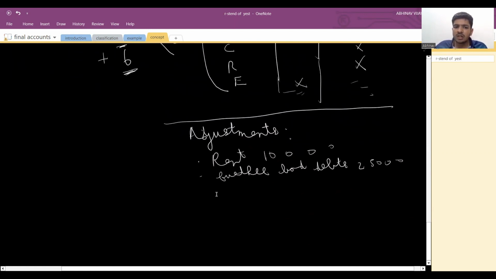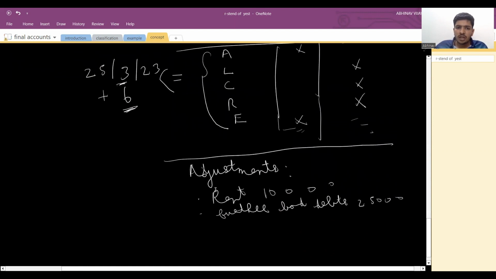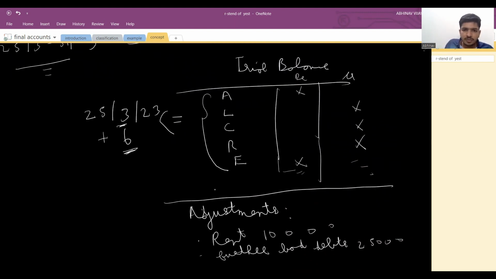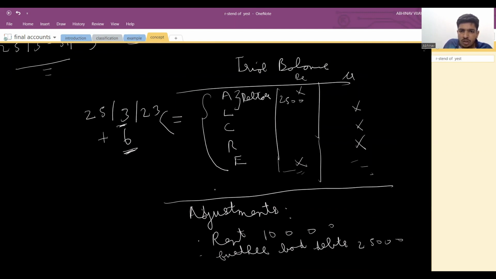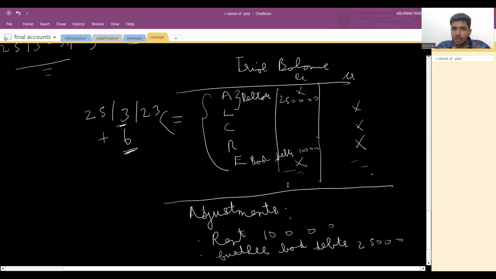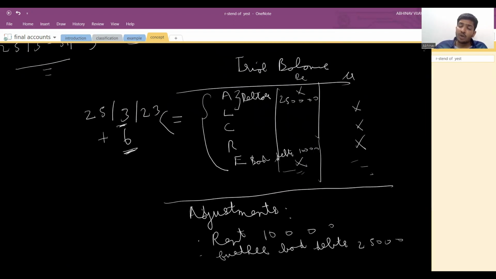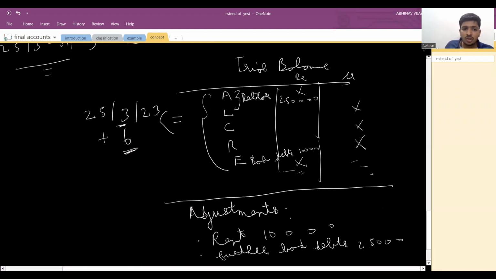So once this is done, what happens is, say for example here, debtors are 2,50,000. And expenses, bad debts, 10,000. So what will be the treatment here? I'm giving an example on the first day, where I'm going to teach you the full concept of adjustments. Other than that, it will become easy for you. So now, what will be the net impact in your balance sheet?